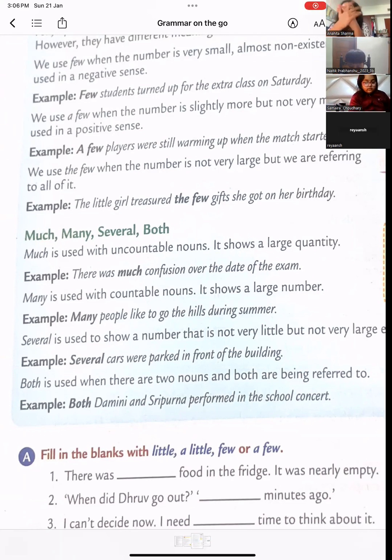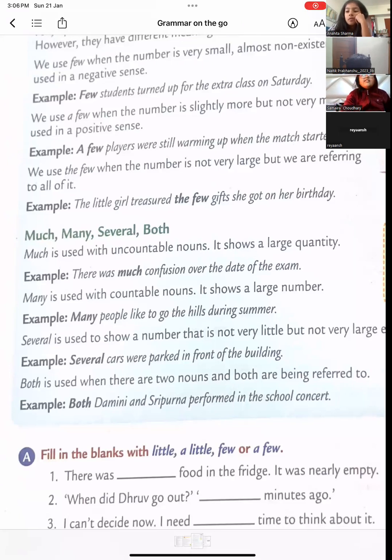Okay. Several. Use it in a sentence. Yes, Samaira? Ma'am, can I try? There are several galaxies in the universe. What, Samaira? There are several galaxies in the universe. Acha.